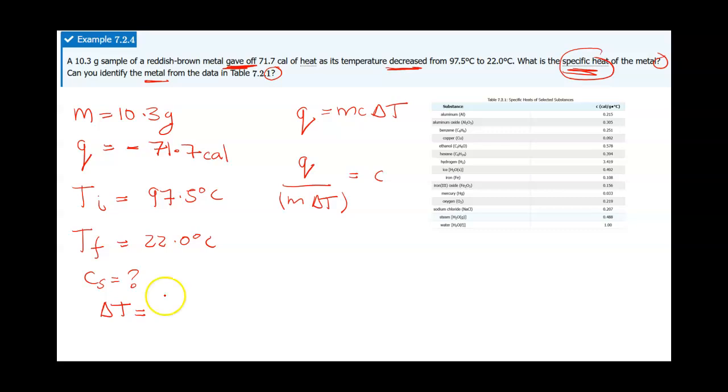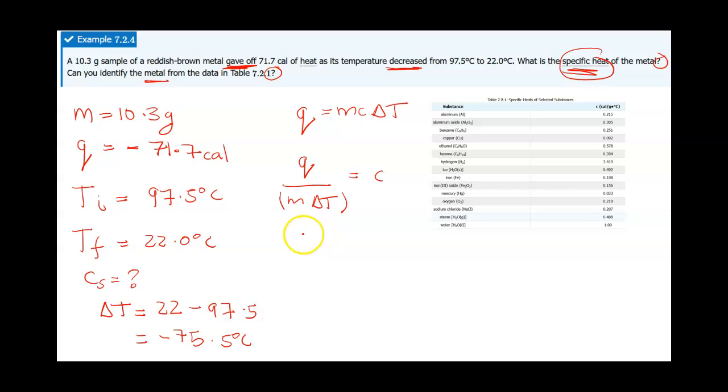So it's going to be my final minus my initial. So my ΔT, 22 minus 97.5. And that gives me negative 75.5 degrees Celsius. But it's negative because the temperature is going down.